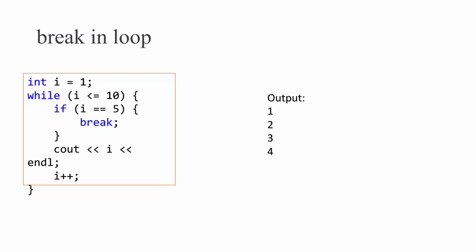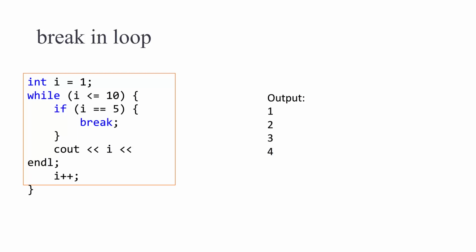In a while loop in C++, break and continue are control flow statements that allow you to alter the flow of the loop execution. The break statement is used to terminate the loop immediately, even if the loop condition is still true. Here's an example of using break in a while loop. In this example, the loop prints the value of i to the console on each iteration, but terminates immediately when i is equal to 5.